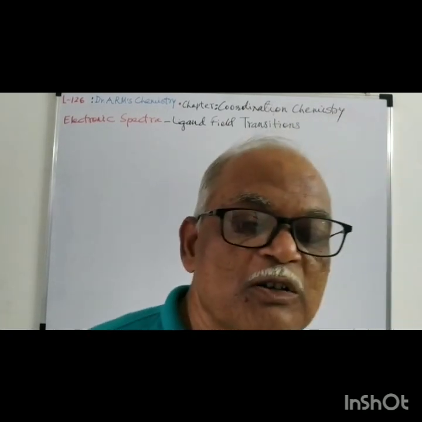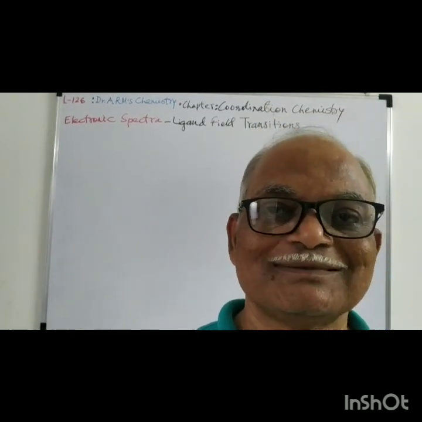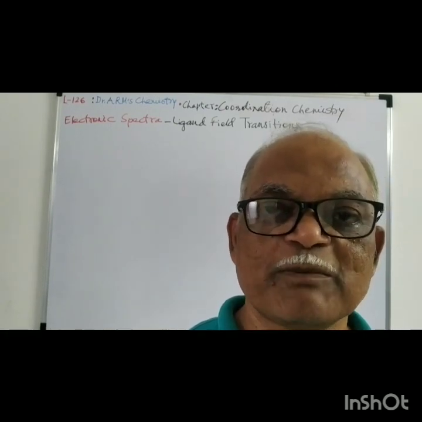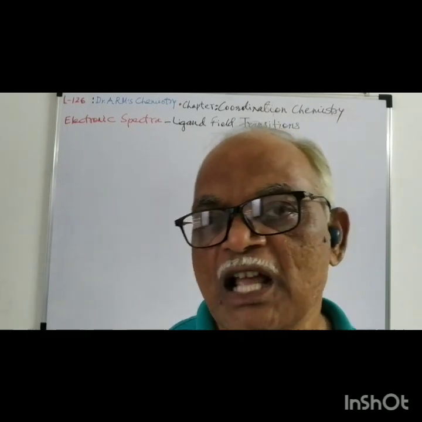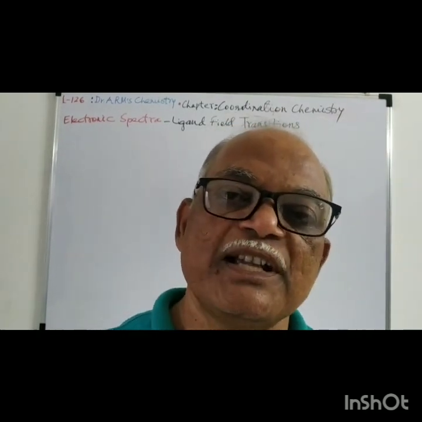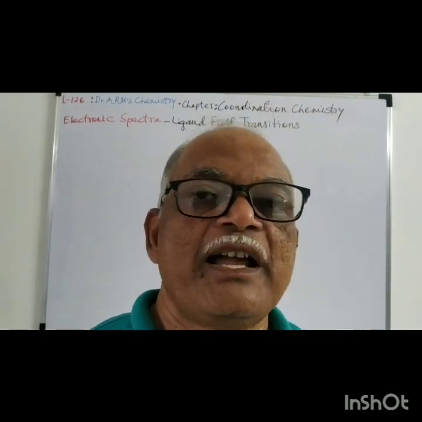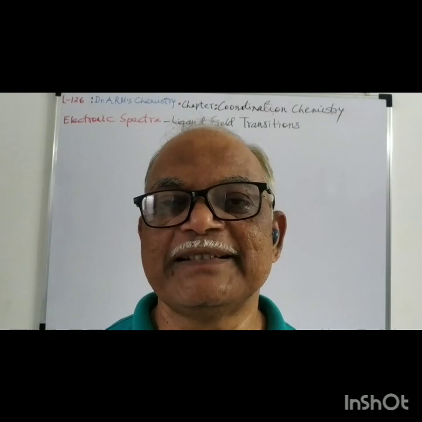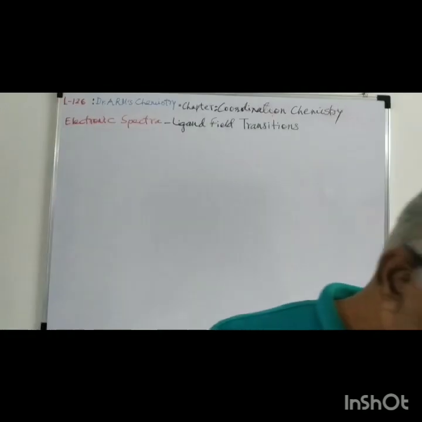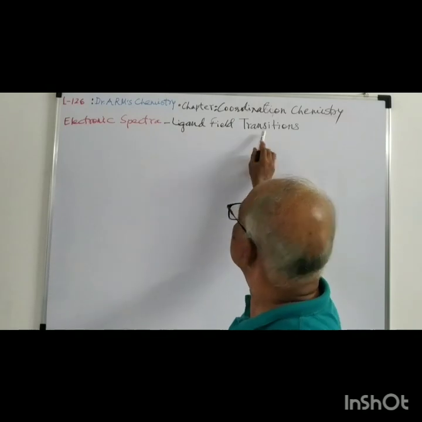Out of these, the two broad bands show that the energy required for absorption is higher, and the very small band for the spin forbidden transition appears at lower energy, that is towards the right side of the spectrum, while the higher energy band appears towards the left side of the spectrum. Then today we are going to see the ligand field transitions.